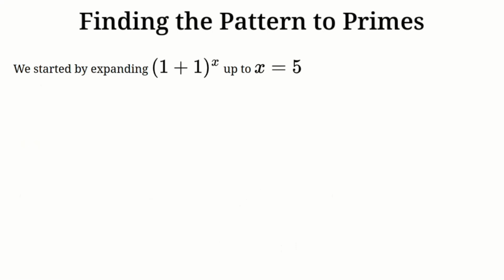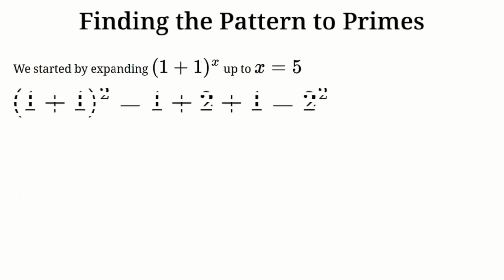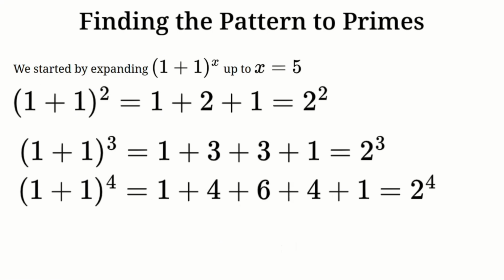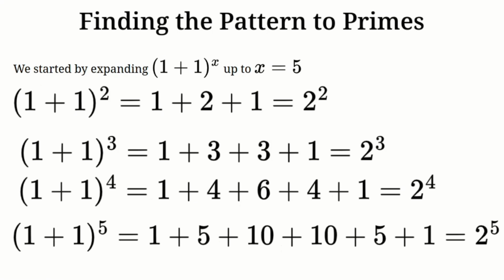Finding a pattern. Next, we looked at the pattern of powers of 2 using binomial expansion. We expanded 1 plus 1 to the power of 2, then 3, and so on, up to 5. Here's what we got. 1 plus 1 squared equals 1 plus 2 plus 1, which is the same as 2 squared. 1 plus 1 cubed equals 1 plus 3 plus 3 plus 1, which is the same as 2 cubed. 1 plus 1 to the power of 4 equals 1 plus 4 plus 6 plus 4 plus 1, which is the same as 2 to the power of 4. 1 plus 1 to the power of 5 equals 1 plus 5 plus 10 plus 10 plus 5 plus 1, which is the same as 2 to the power of 5.